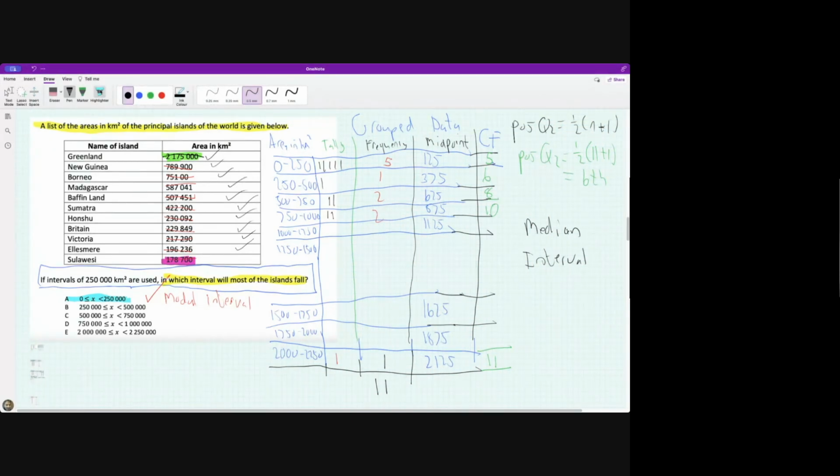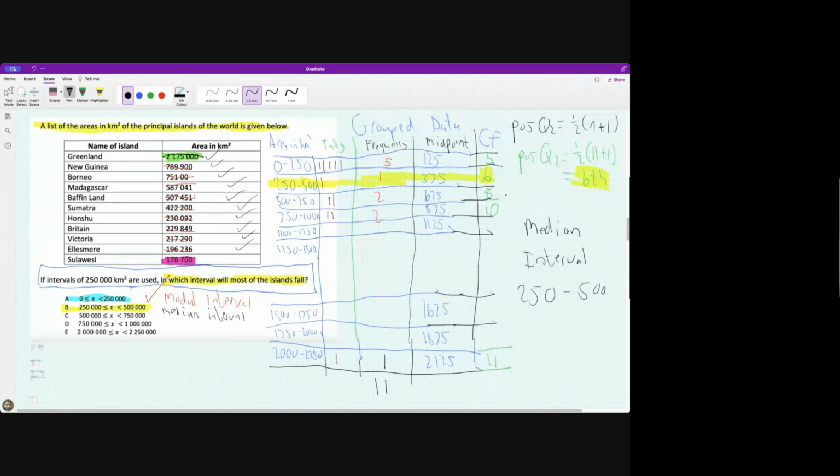Didn't we say that it was in the 6th position? So if we count from the beginning, what's 5? There's 5 in this interval, and then there's 6. Or we can look here and say, up to this point, we've had 6. So I think the median interval is just going to be this one over here. And so that is going to be the interval 250,000 to 500,000. Or if we look at our choices here, it's going to be B. And so we'll say that that is the median interval.